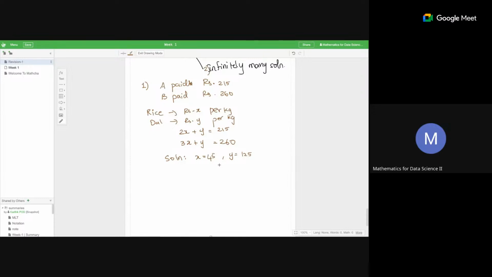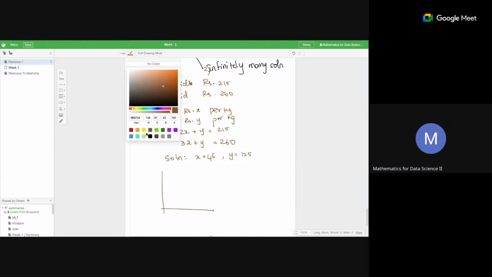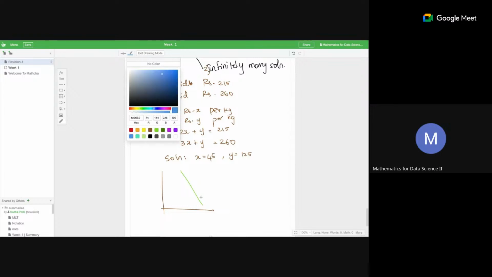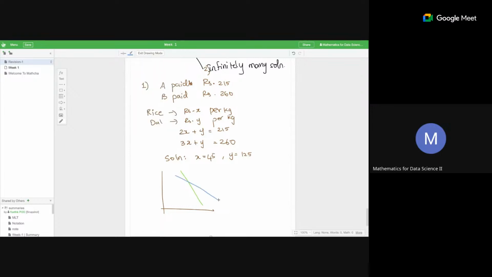So you see that in this case, how is the equation going to look? One of the equations is going to look like this, and the other equation is going to look something like this. So this is your common point, 45 comma 125. Drawing that here is not very straightforward, but I guess you can visualize it for simpler equations.